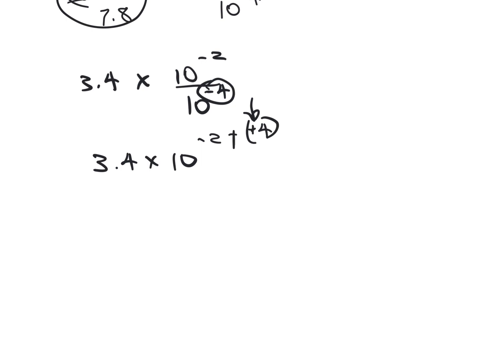Makes it a plus. And again, we have opposite signs, different signs, so we take the difference between the two, put the sign of the largest on there, and we just have a 2. So we have 3.4 times 10 squared, and that's it for lesson 1.4b.